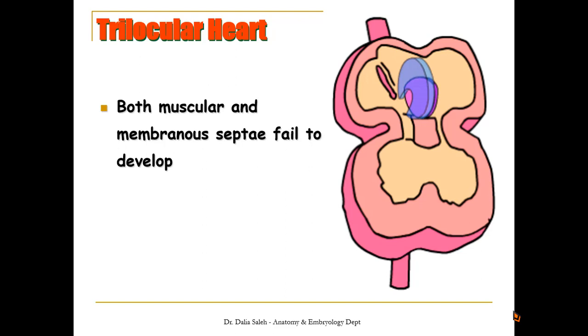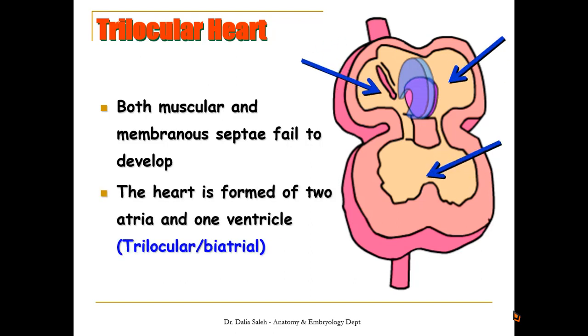In this case, both muscular and membranous septa fail to develop, so we end up with trilocular heart. Now the heart is formed of two atria and a single common ventricle, so we call it trilocular biatrial.